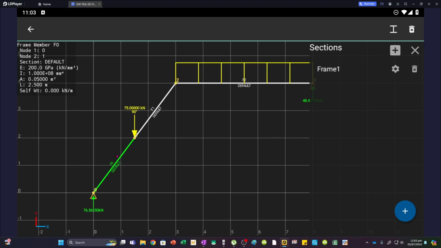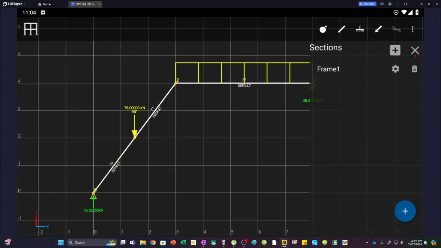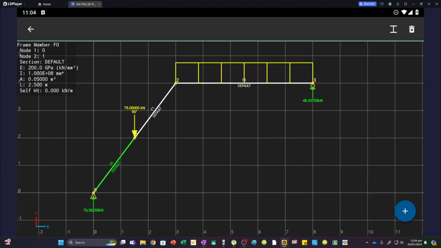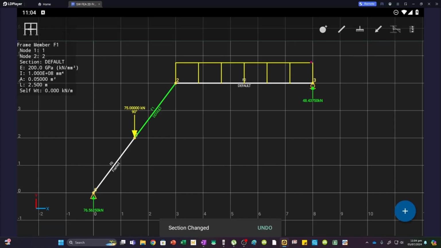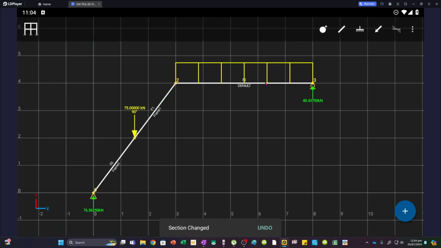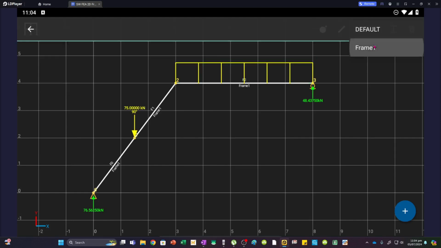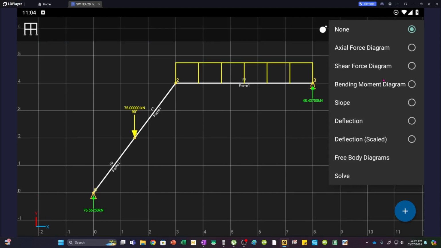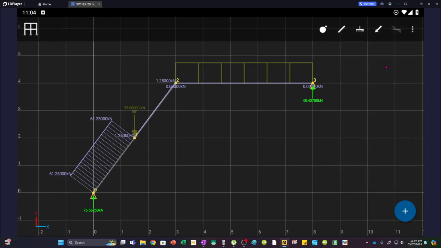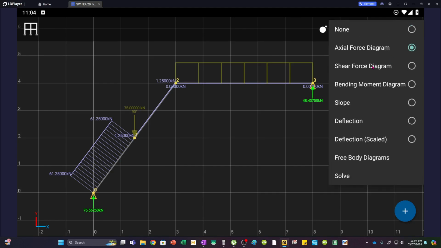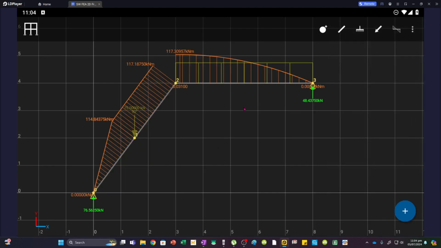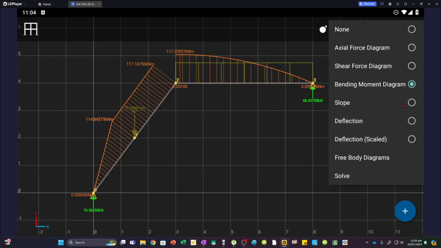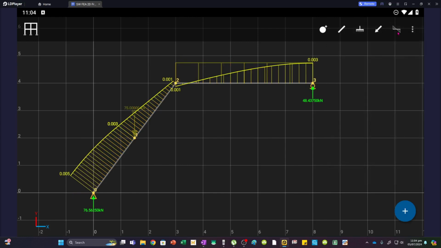So click on the member and then apply frame 1 for a while. Click on the member, click on this icon, and then choose frame 1. Also for this one, frame 1, and then the last member, so frame 1. Now we're gonna show the axial force diagram. It will look like this. This is the shear force diagram. This is the bending moment diagram. And then we have here the slope and deflection.